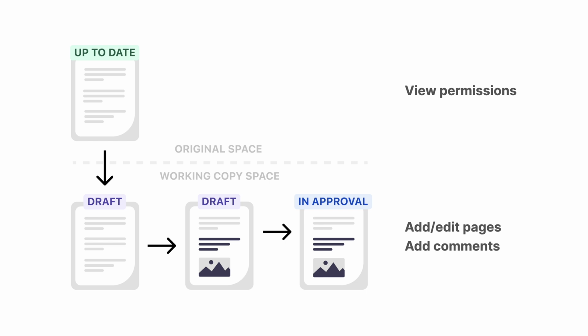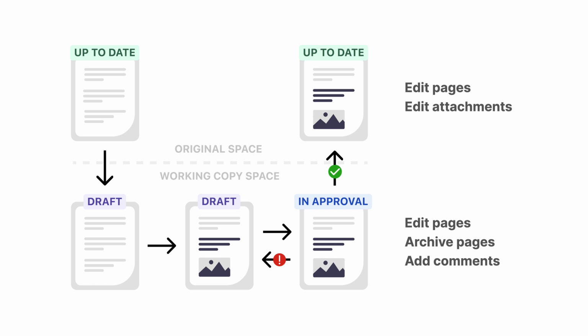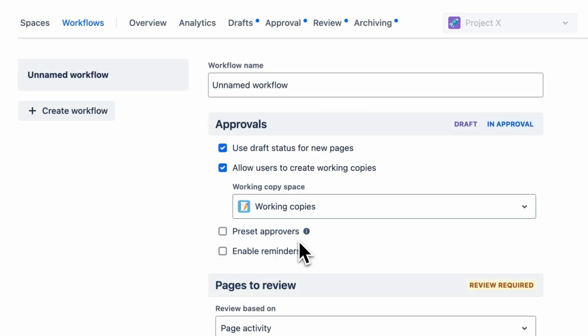To create a working copy, edit its content, and request approval, a user must have view permission in the original space and permissions to add and edit pages and add comments in the working copy space. To approve a working copy and merge its content back into the original page, a user must have permissions to edit pages and attachments in the original space, and permissions to edit, delete, and archive pages and add comments in the working copy space. By separating permissions between the original and working copy spaces, you gain full control over who can edit, approve, and publish content in your workflow.